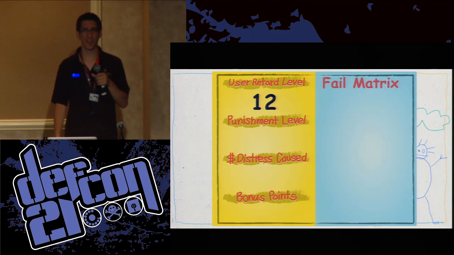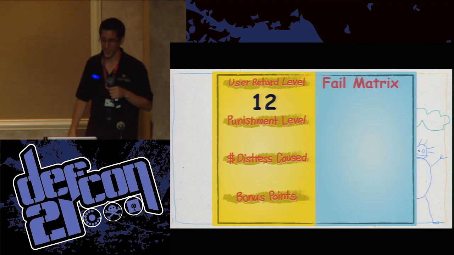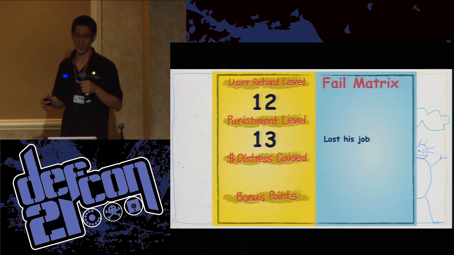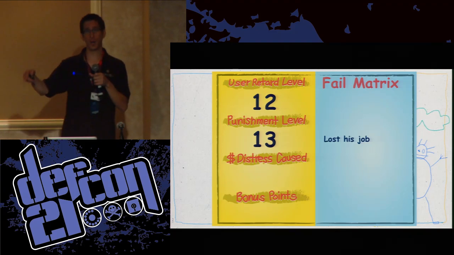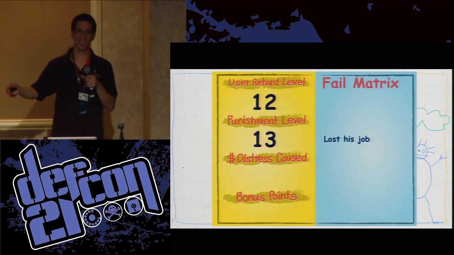If you want to do real data hiding, you should have come to my ACL steganography talk. Punishment level 13, he lost his job, not only the previous company where he left, but the new company where he landed, he lost his job there.